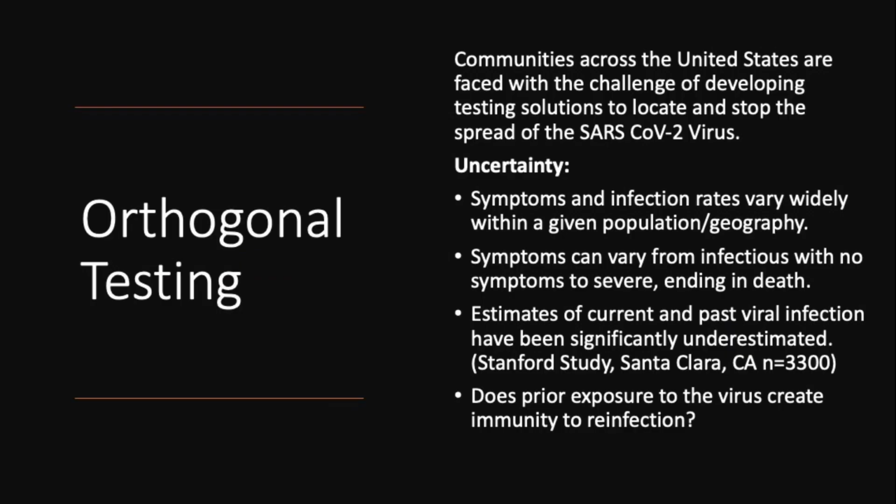Okay, so let's get to orthogonal testing. And this is all based on recent CDC guidelines. Communities across the U.S. are really faced with challenging ways of trying to understand how much of the virus, how many people are infected by the virus, and how to do it accurately. Some of the uncertainty, and there's a lot of uncertainty, is that the symptoms and infection rates vary widely, depending on population and geography. So when we talk about population, think about the residents and how they interact with your staff, or how they interact with guests or people who come on to the campus from outside.